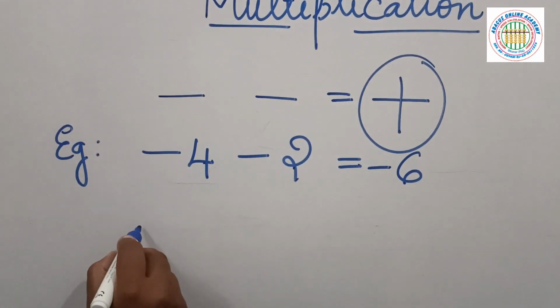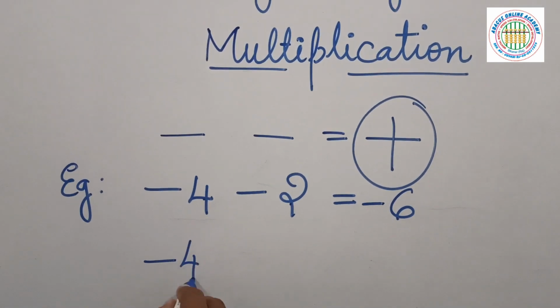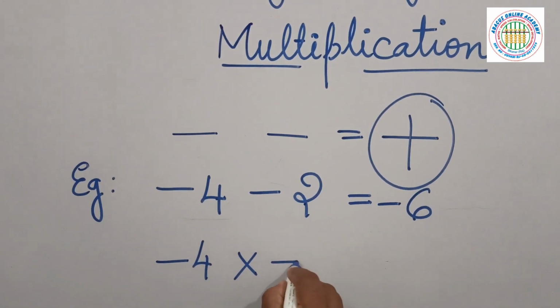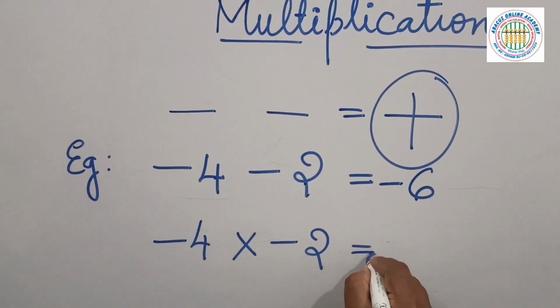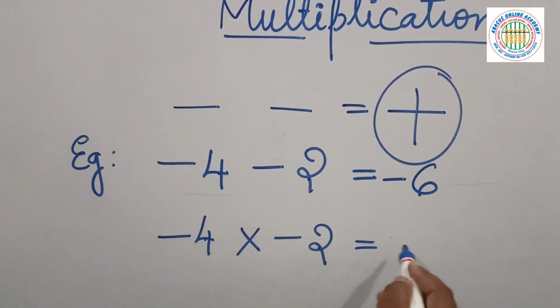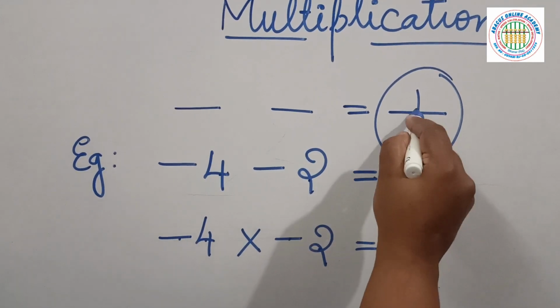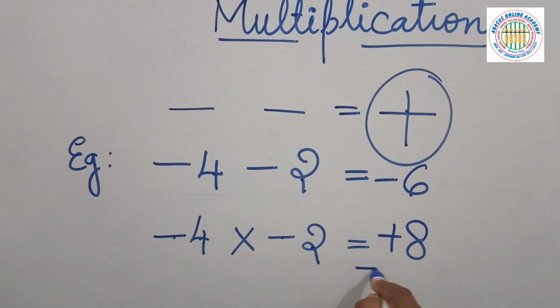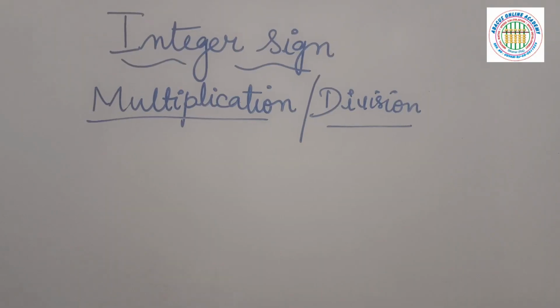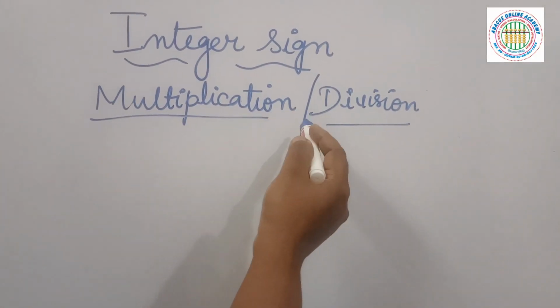Same number, let's do with the multiplication. Minus 4 multiplied by minus 2. Now tell me, 4 2s are 8. And what sign will you put? Minus minus plus. So it is plus 8. Integer sign in multiplication and division.